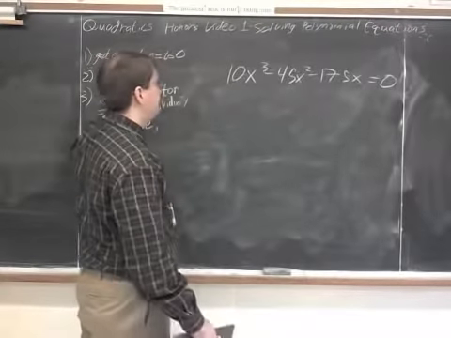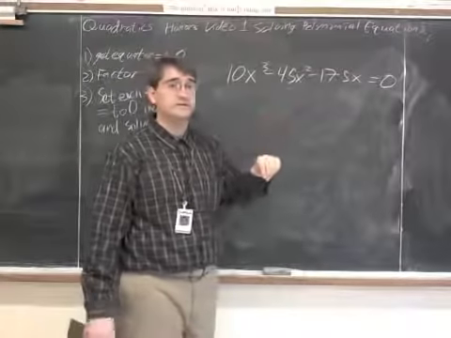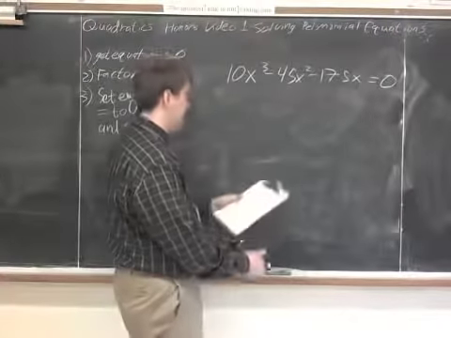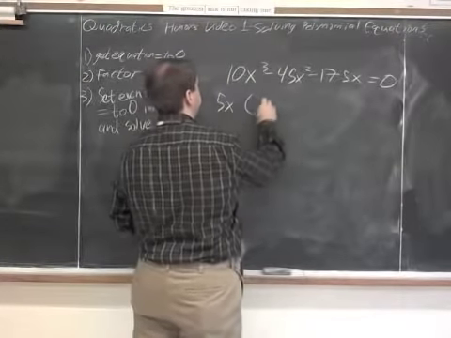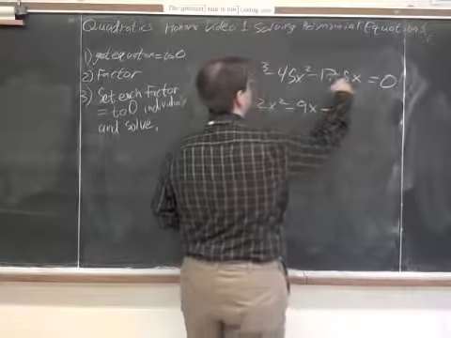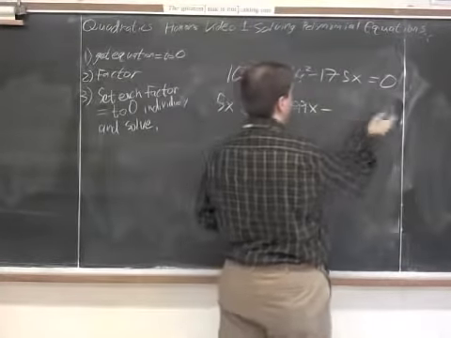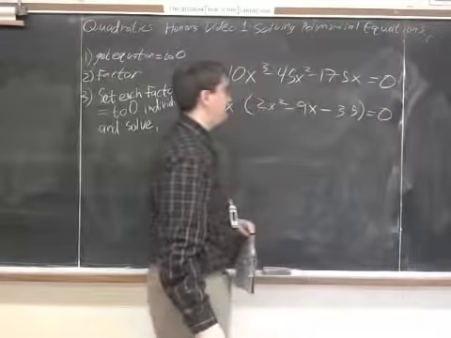Now we factor. And remember this, pay attention to this fact: we can take a GCF out first. So we're going to do that. We can take out a 5x. 5x times (2x squared minus 9x minus 35) equals 0, since 175 divided by 5 is 35.